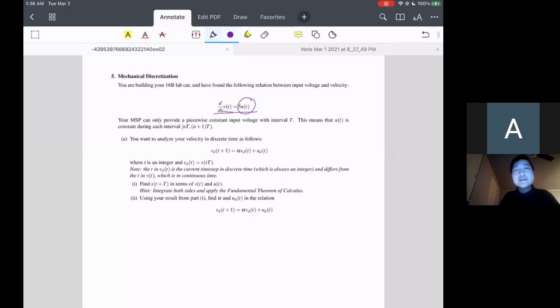We want to analyze our velocity in discrete times as follows. So we're just going to cut these times into discrete times to get a relationship in the form of Vd(t+1) is equal to alpha Vd(t) plus Ud(t). Apparently, the t here has a different meaning than the t in the differential equation above. The t right here represents time steps, whereas the t on the top represents continuous time.